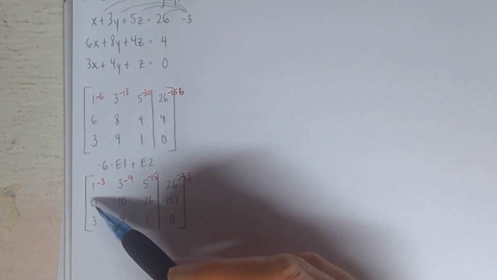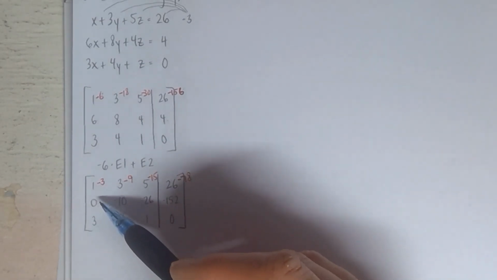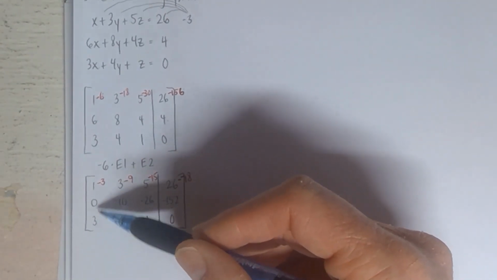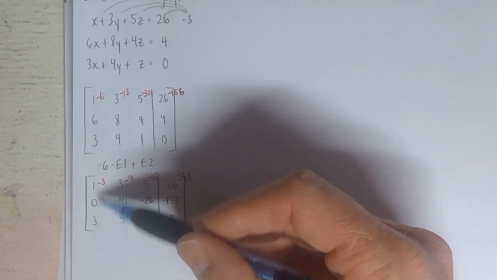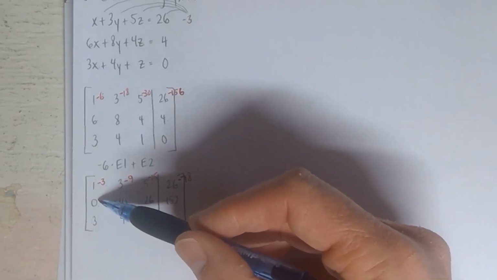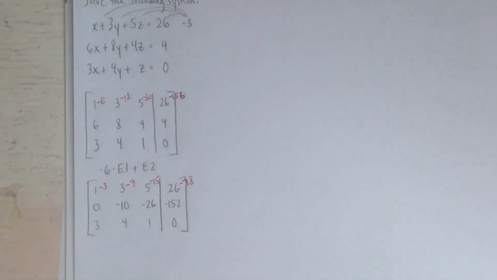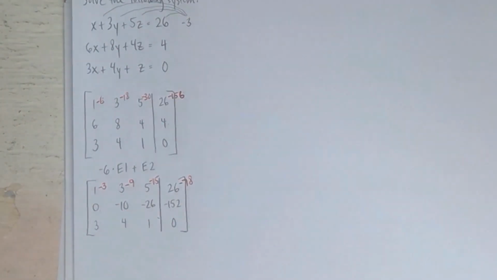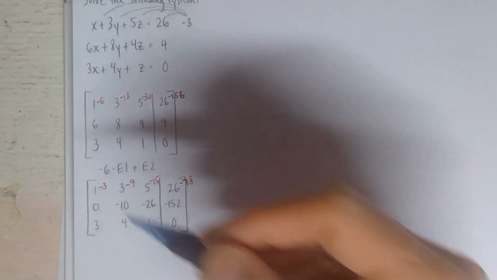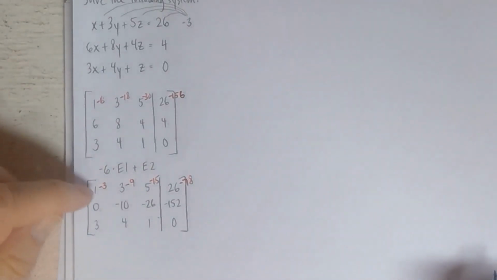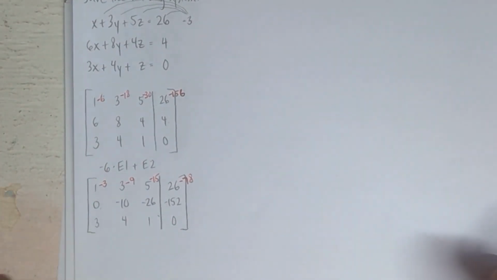The reason is because there's a 0 here, and you can't cancel. You can't get something to cancel if one of the two numbers, in this case both in the x column, is 0. If you're trying to cancel an x, neither one can be 0, otherwise it won't cancel. Both have to be non-zero in order to multiply by something and then add together. That's why I have to do the first and the third. So we did first and second already, and now we do first and third.